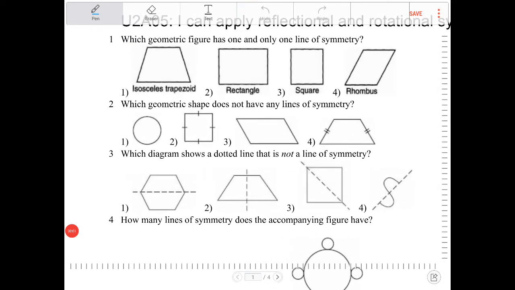Hello students, in this video I will go through exercise U2A05 where we will be applying concepts of rotational and reflectional symmetry. Alright, let's take a look. Which geometric figure has one and only one line of symmetry?